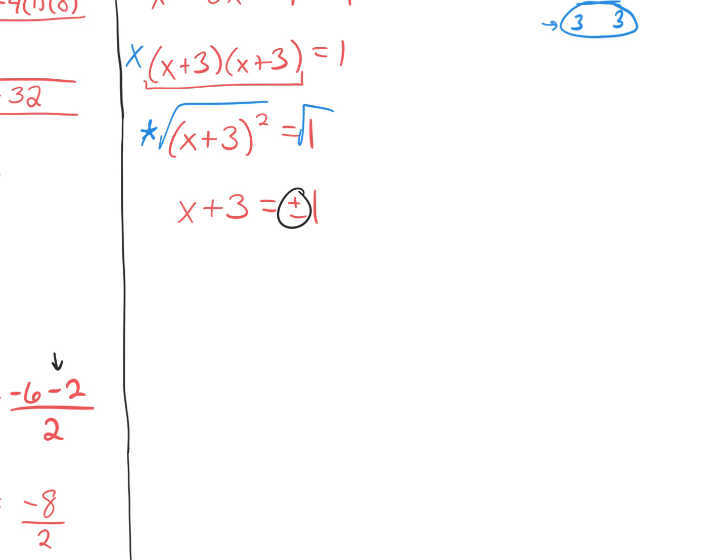I need to separate them out, right? So what's my first option? X plus 3 equals 1. Second option is X plus 3 equals negative 1. Now I just solve them both separately. How do I solve?